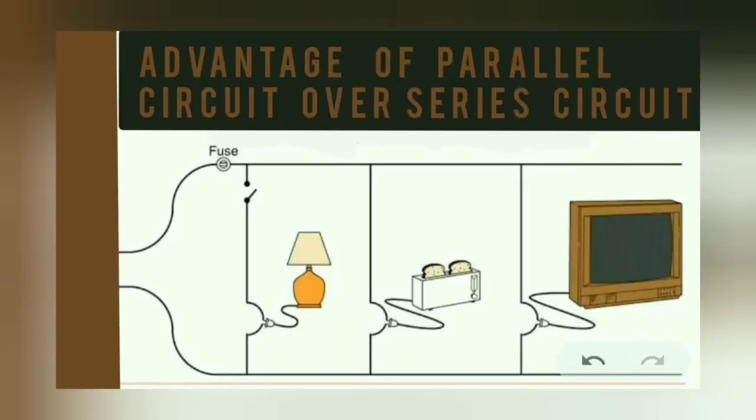We have already discussed series and parallel connection of resistance. Now, this is a simple household circuit. See here, this table lamp, this toaster and this TV are all connected in parallel. That means you can independently control each device. If any of these devices becomes damaged, it will not affect the working of the other devices. This is the advantage of parallel connection over series connection.